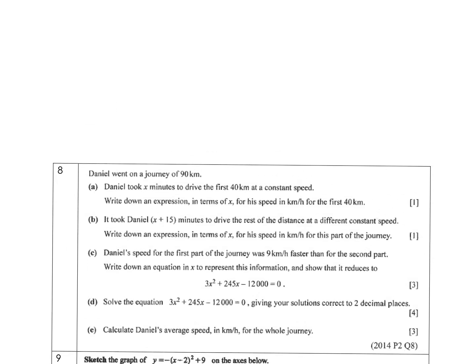Can you see, right? Okay, Daniel went on a journey of 90 kilometers, and he took X minutes for the first 40 kilometers. Write an expression in terms of X for his speed in kilometers per hour. So they gave you a hint on what your unit should be. So the first 40 kilometers, if you want speed, is distance divided by time. So part A, the speed for the first 40 kilometers will be 40 divided by the time of X minutes.